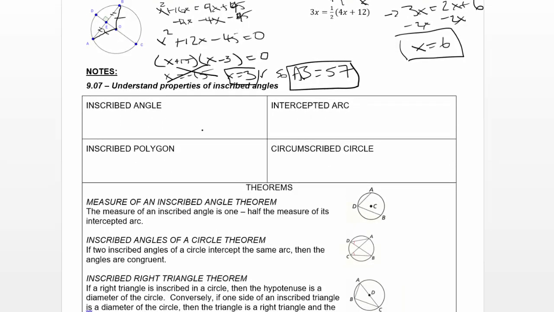There are 4 vocab terms here. I'm going to draw some pictures, and if you'd like written descriptions of each of these vocab terms, please check out the filled-in notes or the online notes 10.4 key document that's on Canvas. But an inscribed angle is an angle whose vertex is right on a circle.